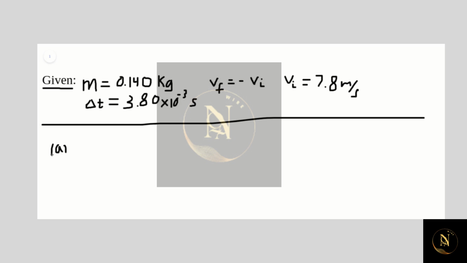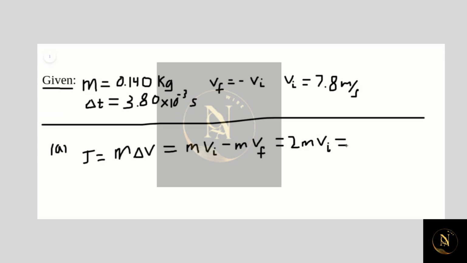Well, the impulse of an elastic collision is J is equal to mass times the change in velocity. Okay, so this is mass times the initial velocity minus the mass times the final velocity, which, since the initial velocity is negative the final velocity, this is 2 times the mass times the initial velocity.